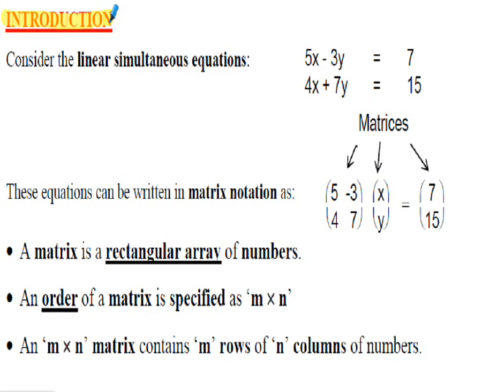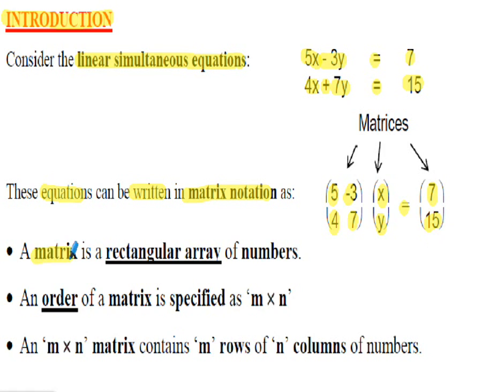An introduction. Consider the linear simultaneous equations shown on the right hand side. We have 5x minus 3y is equal to 7 and 4x plus 7y is equal to 15. These equations can be written in what's termed matrix notation. In the first matrix, I have the coefficients of the x and y. Here are the coefficients of the x values above. Here are the coefficients of the y above. In the second matrix here, I have the unknowns, x and y, and they are equal to, on the right hand side, the constants of 7 and 15.